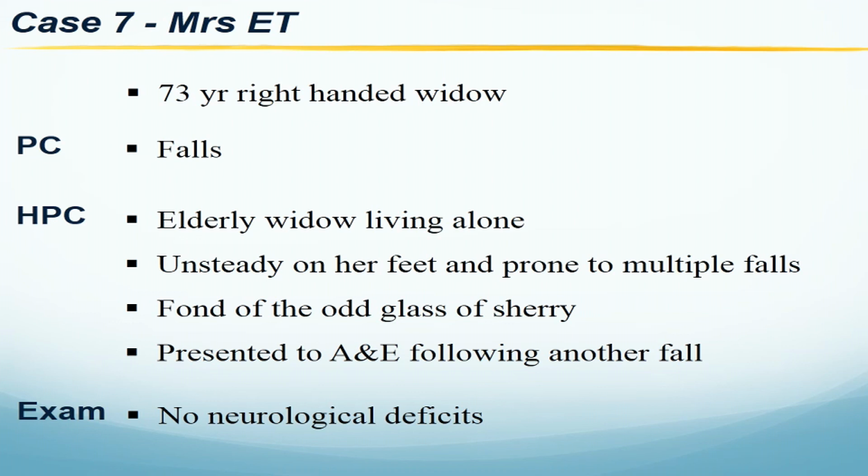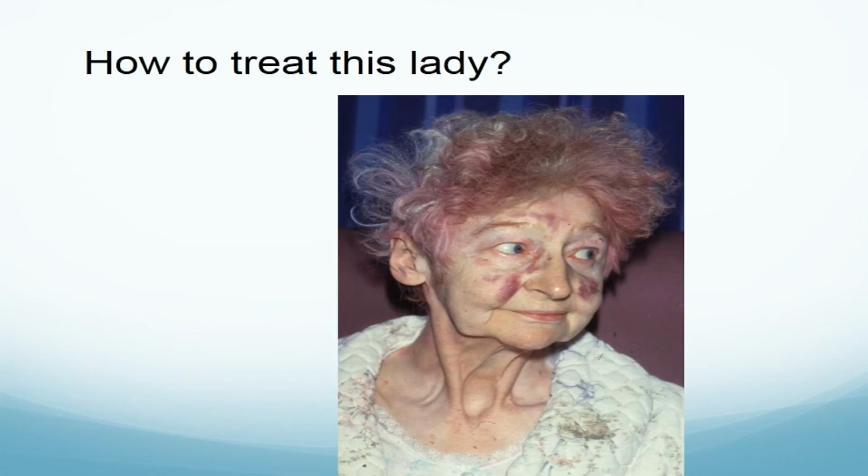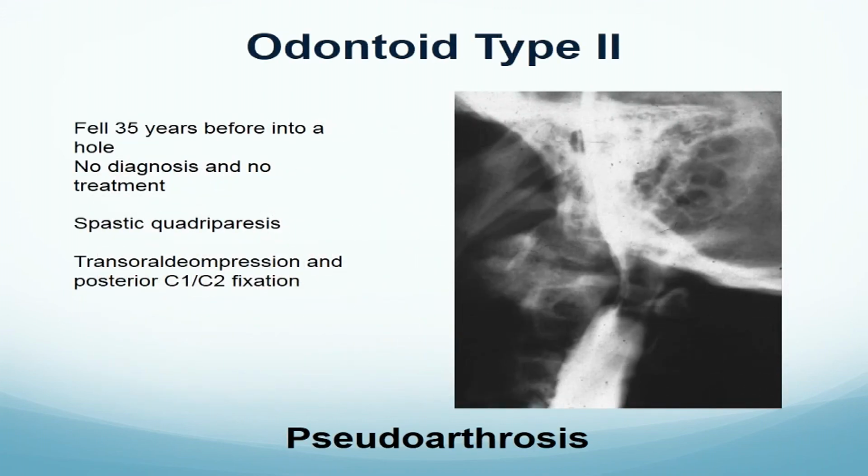A 73-year-old, she's fallen. She comes into casualty. She's unsteady on her feet. She's fallen many times. She likes the old glass of sherry. She comes with another fall. She has no neurology. There she is. What are you going to do? Okay, then X-ray. Hard to see. What will you do? Hands up those who would do an odontoid screw. Any offers? Hands up, it's perfectly straight. Hands up those who are going to do a Harms fixation.